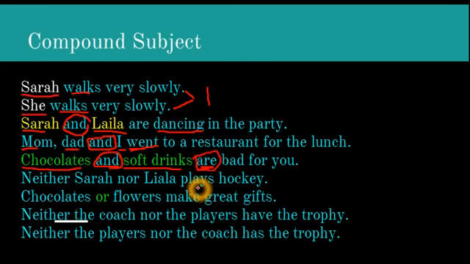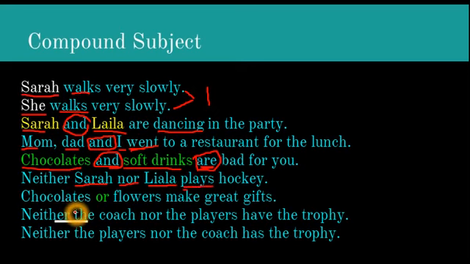When two or more singular subjects are joined by or or nor, use a singular verb. In this example, neither Sarah nor Laila plays hockey. Sarah is a singular subject and Laila is a singular subject, and we are joining both subjects by nor. So we are using the singular verb, plays.